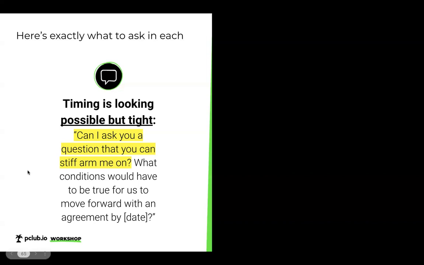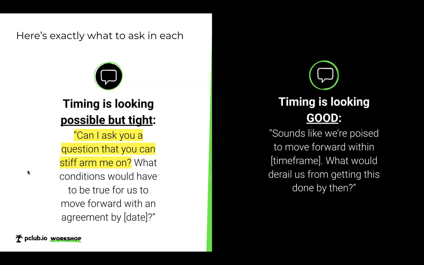There's a lot of uncertainty as to whether or not you're going to be able to get it done this period. Now, if timing is looking very good, right, it seems obvious that the deal is going to get done, you're going to ask a different question. Okay, so instead of the first one, you're going to ask, sounds like we're poised to move forward within X time frame, right? Before September 30th, whatever. What would derail us from getting this done by then? Okay, so that is the question that's relevant if timing is looking very good.